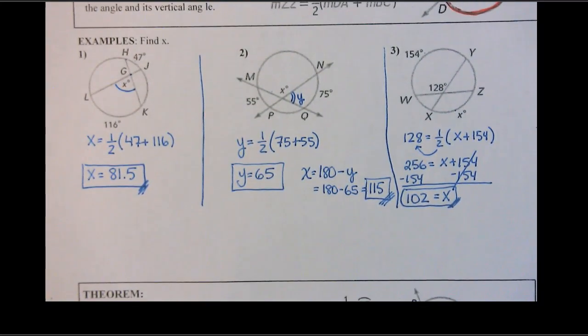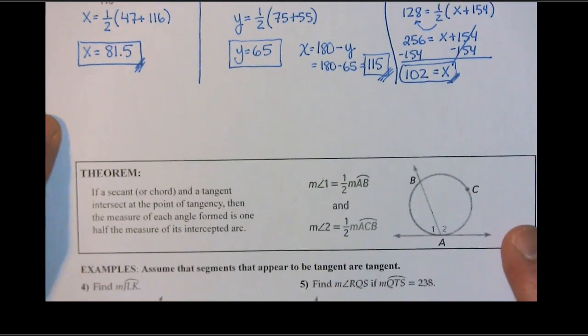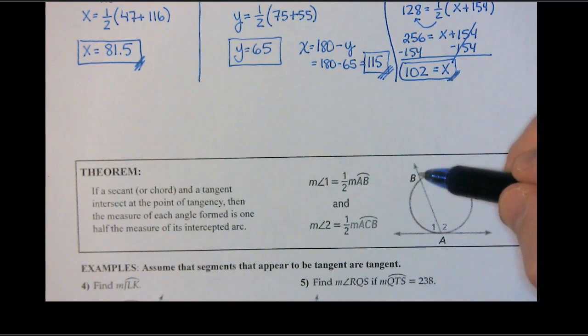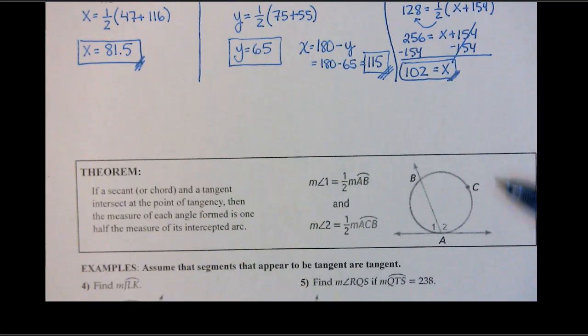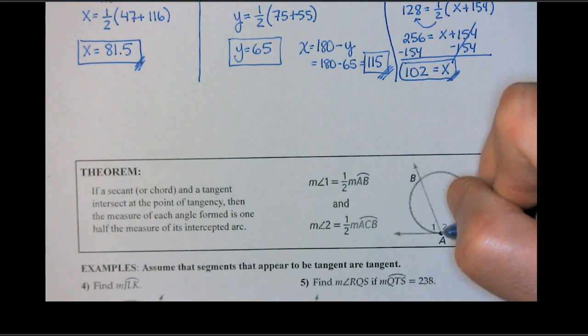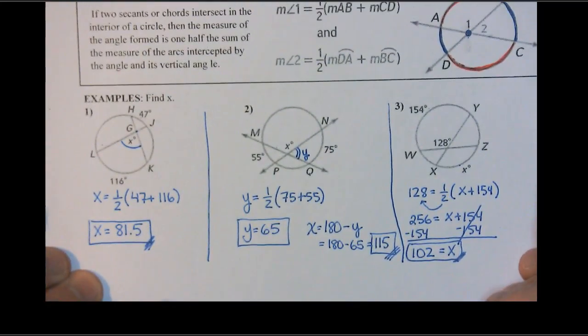The next theorem has to do with what if I have one secant or chord and a tangent? So now I have a secant and a tangent. Remember, a tangent only touches one point at the circle. So that means the point of intersection is on the circle. Remember, before it was inside the circle.